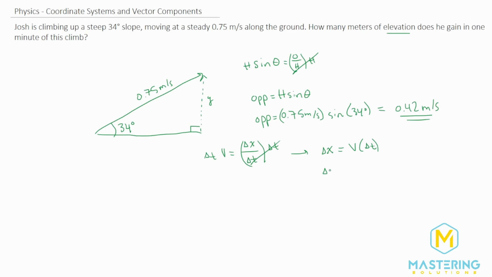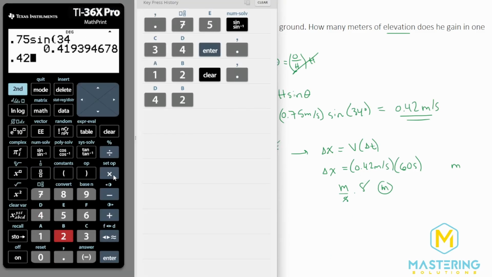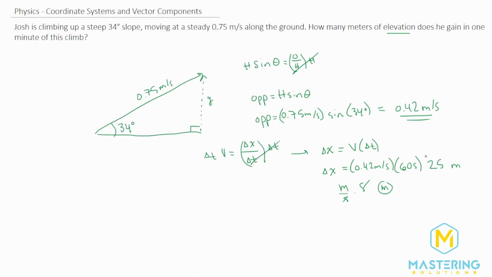We already have the velocity, so we have delta x is equal to 0.42 meters per second. We want to multiply that by 60 seconds. So now looking at the units, we'll have meters over seconds times seconds. These will cancel, leaving us with meters. So 0.42 times 60 gives us a distance in 1 minute of 25.2, or 25 meters. That is how much elevation he's gaining in 1 minute.